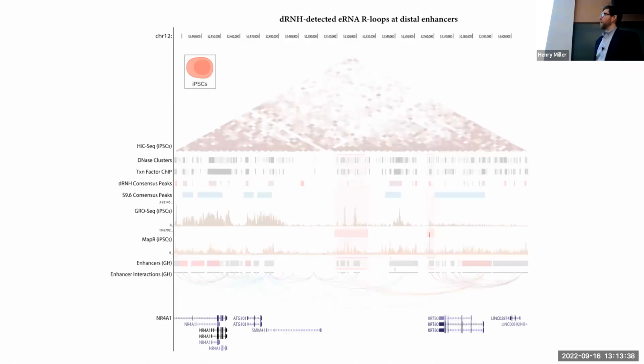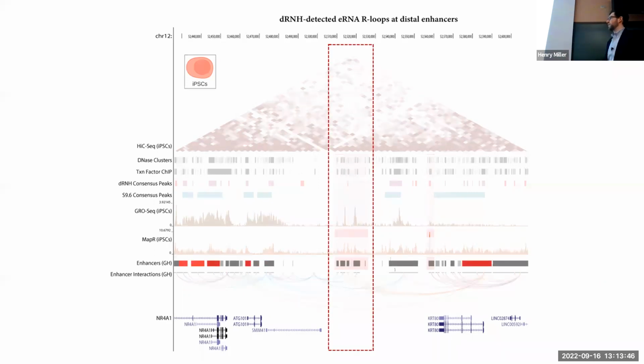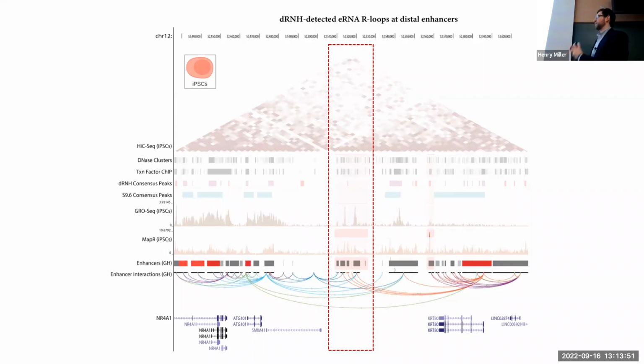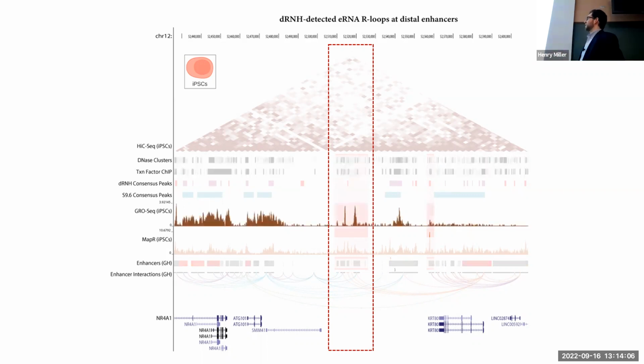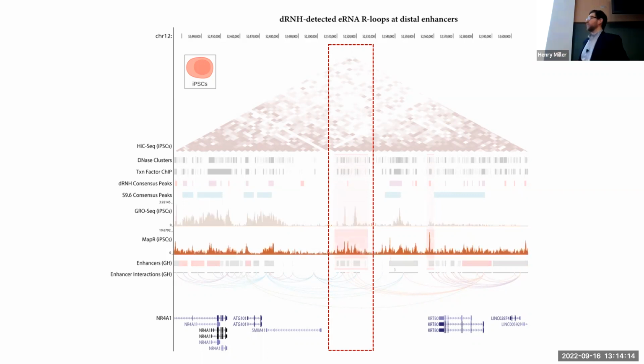Looking now at the genome browser at an example of one of these, we see that this is clearly a distal enhancer cluster right here based on the gene enhancer track. We also see the 3D interactions that these enhancers have with the surrounding genes and promoters. We also note that this is a region of open chromatin based on the DNA clusters, and there are also transcription factor binding sites here. We note that there is nascent RNA production occurring here, so there's eRNA being produced at this enhancer cluster. And we also see R loops being formed here.